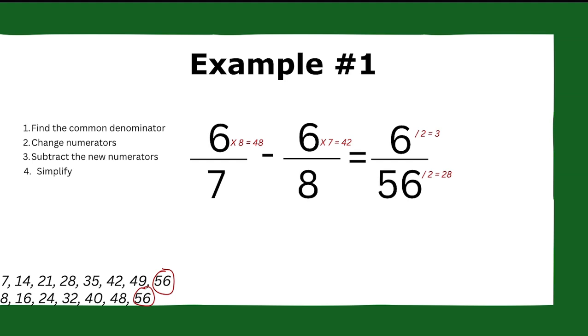So now that's my new fraction, my simplified fraction. So 6 over 7 minus 6 over 8 equals 6 over 56, and once I simplify that, it is 3 over 28. So my final answer is 3 over 28.